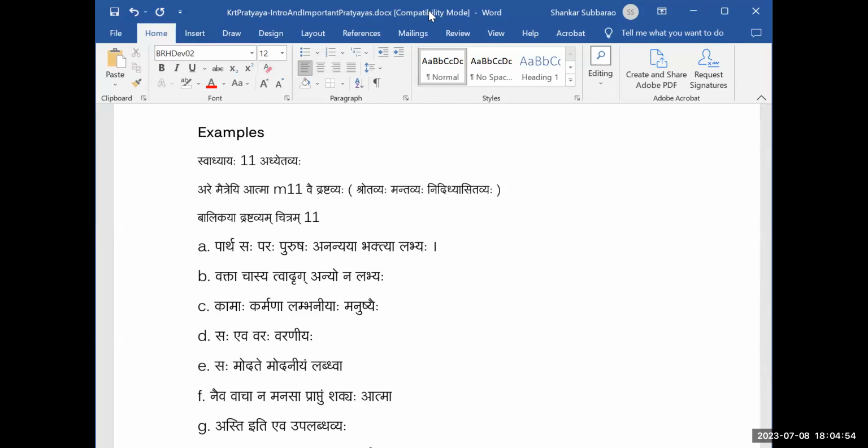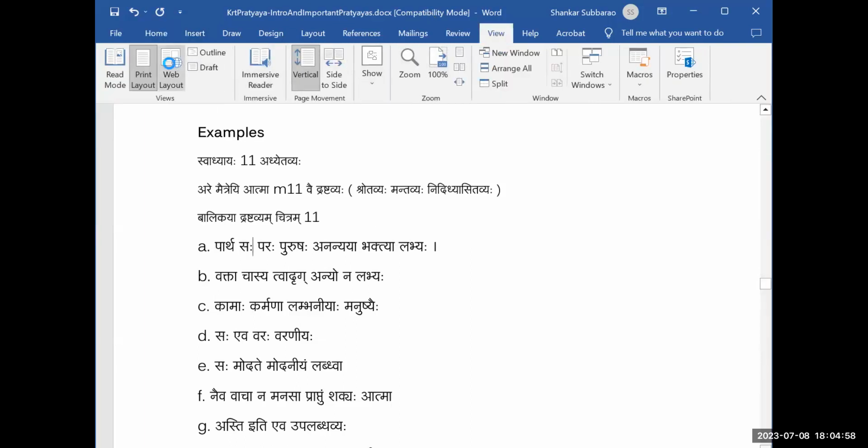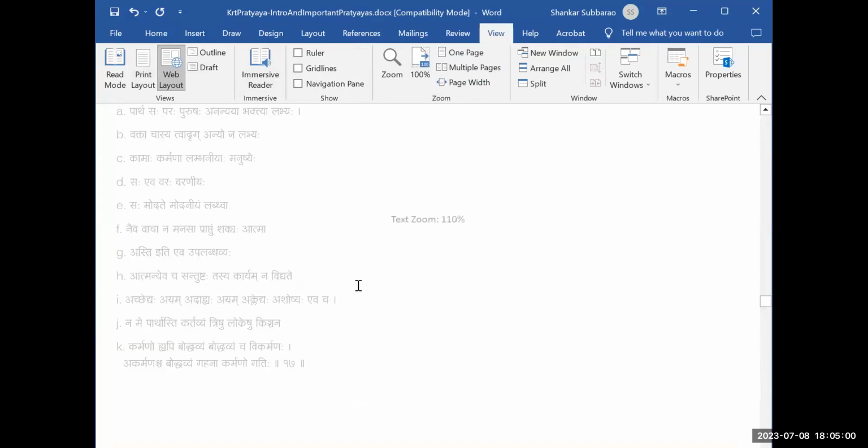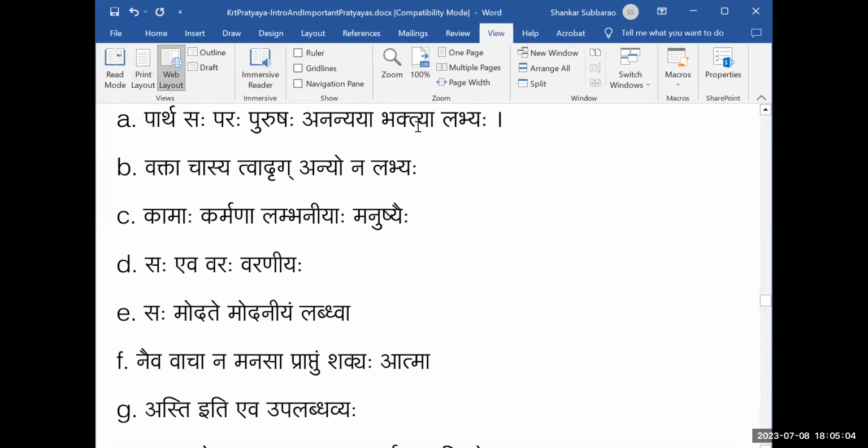Let's see, give me 1 second. View, web layout, that should make it better. Yeah, now it should be clearer to all of you, right?